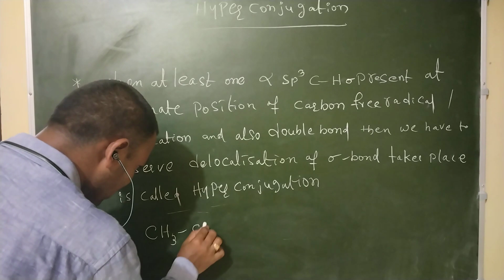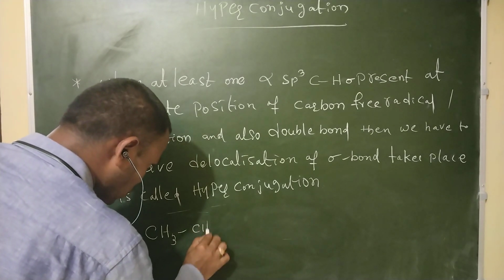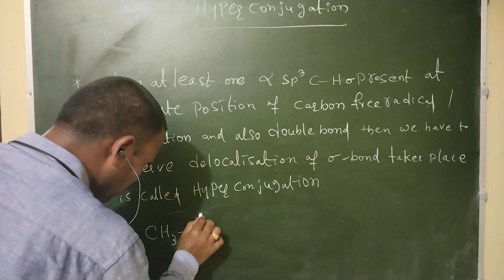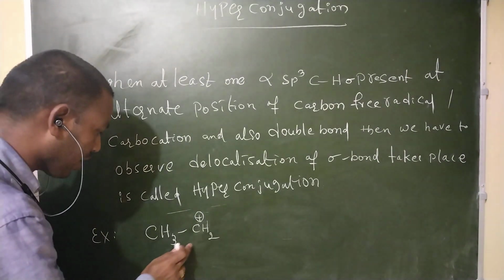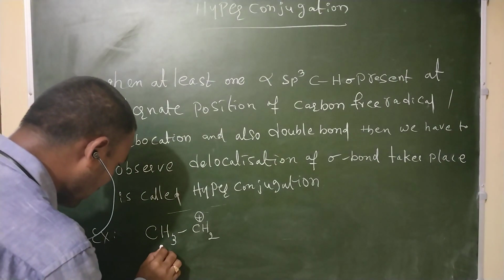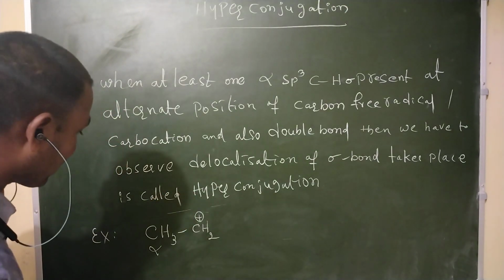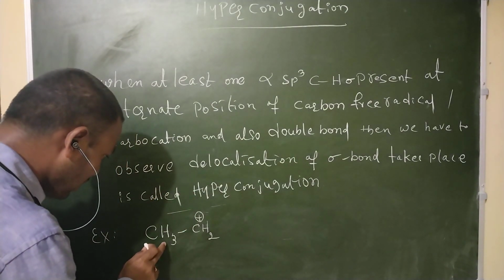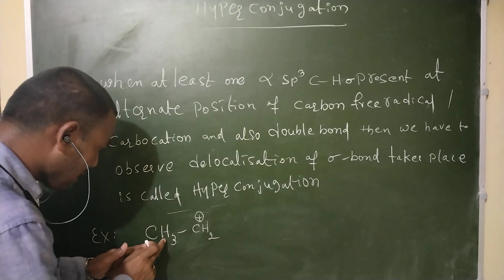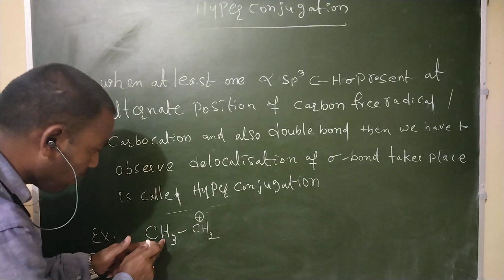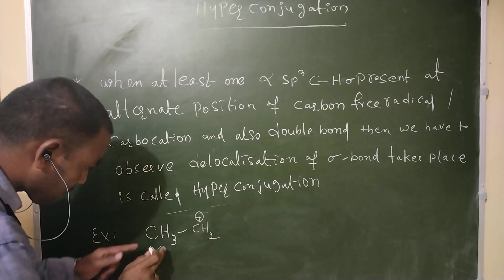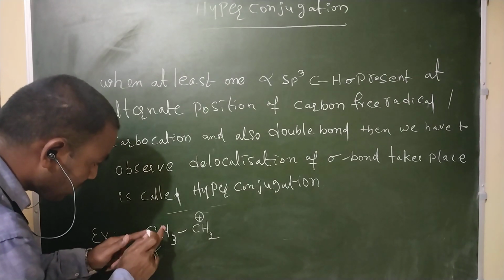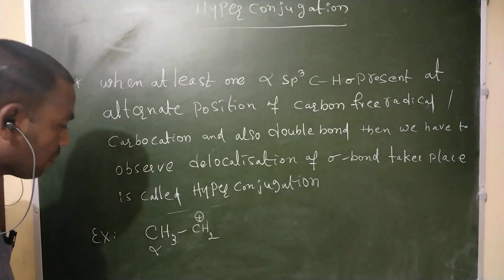CH3 CH2 positive charge. This is the carbocation, the primary carbocation. The next carbon we call the alpha carbon. At least one CH sigma bond is required. So here there are 3 sigma CH bonds and also an sp3 carbon present.